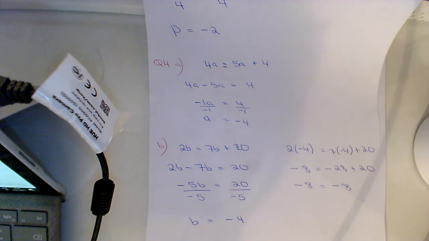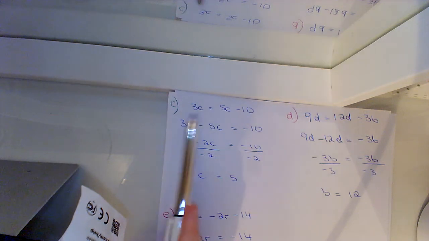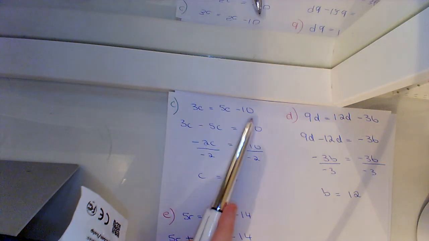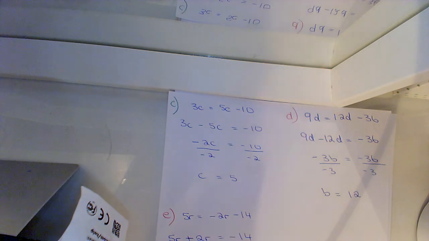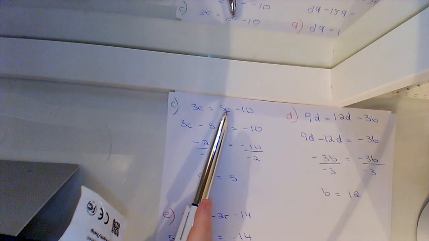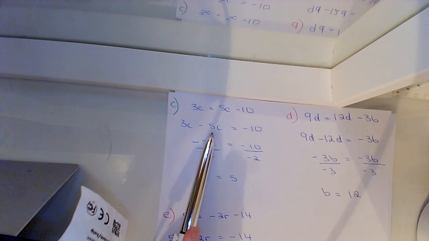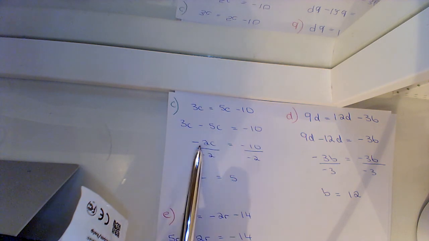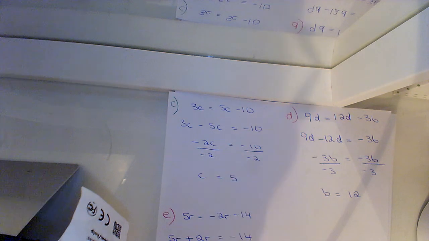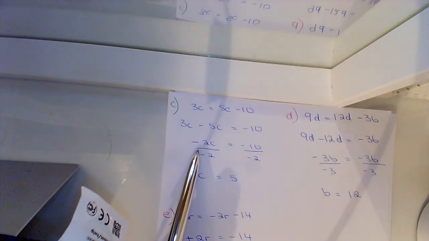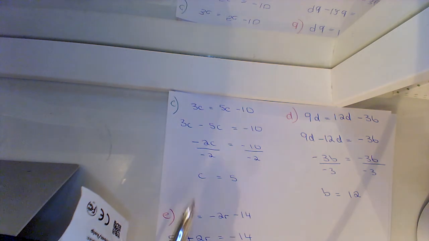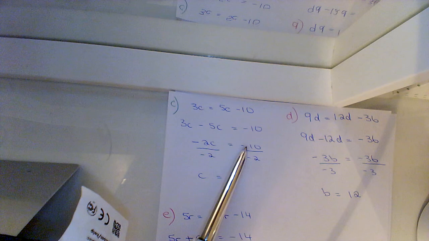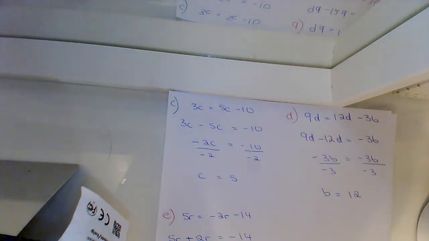Part C then, I have 3c is equal to 5c minus 10. So I need to have letters on the left, numbers on the right. So I have 3c. Bring over my 5c, it becomes minus 5c is equal to minus 10. So I have 3c, take 5c, is minus 2c. That's equal to minus 10. I want to find out what just 1c is on its own. So I'm going to divide across by minus 2, divide across by minus 2. And then minus 2 divided by minus 2 will just give me 1c, is equal to minus 10 divided by minus 2 will give me 5, because a minus by minus will give me a plus.